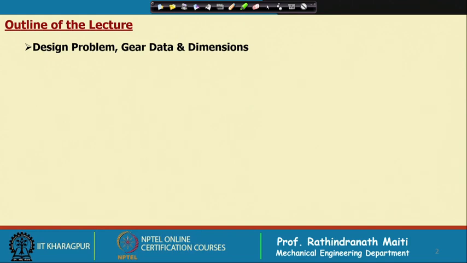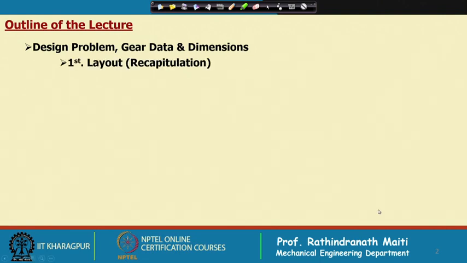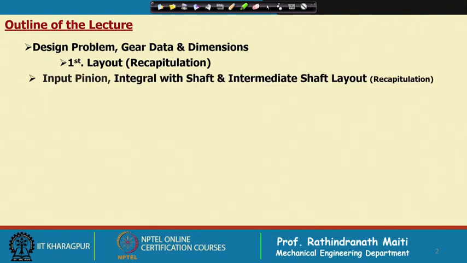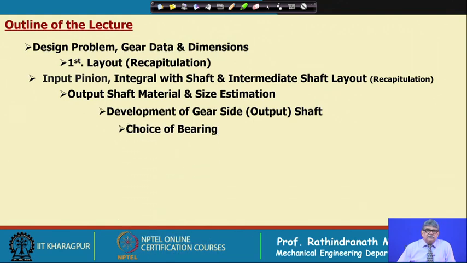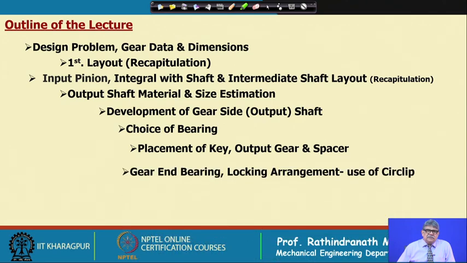Now, in this lecture I shall cover again we will first show the design problem, gear data and dimensions, and then first layout, this we will recapitulate, and then input pinion integral with shaft, intermediate shaft layout, and then output shaft material and size estimation, then development of gear side output shaft, choice of bearing, placement of key, output gear and spacer, gear end bearing, locking arrangement, use of circlip.